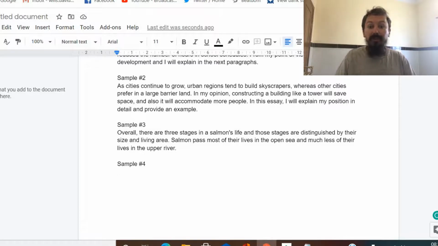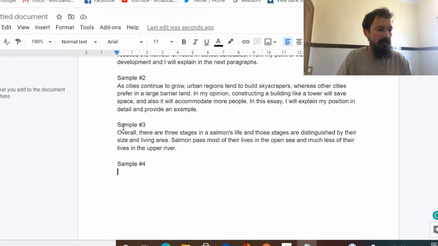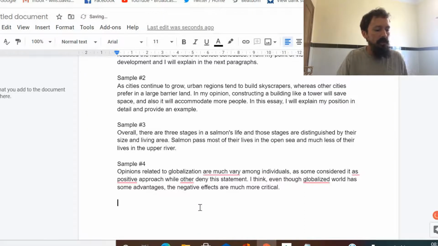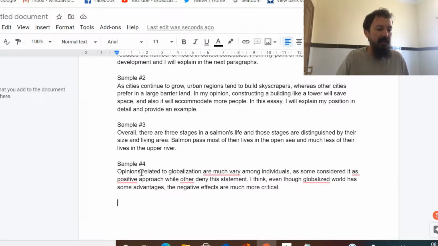Okay, and now we'll look to the 4th sample here, and to do that, copy and paste. Right, and very fast again. So Grammarly identifies 5 mistakes here, or I suppose that's 1. So 4 mistakes altogether. Okay, opinions related to globalization are much vary. So, are much vary, there's no way to say this in English. This is completely wrong.